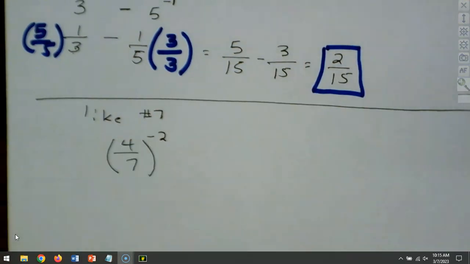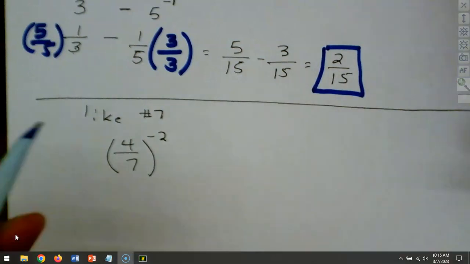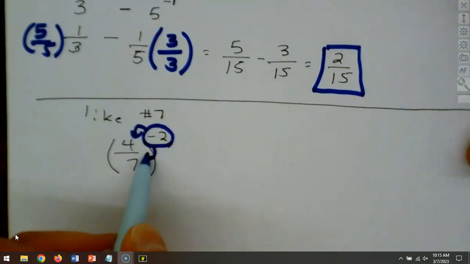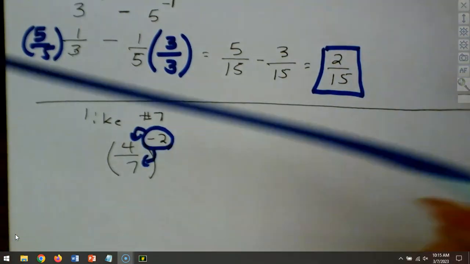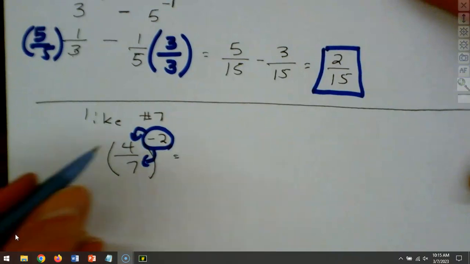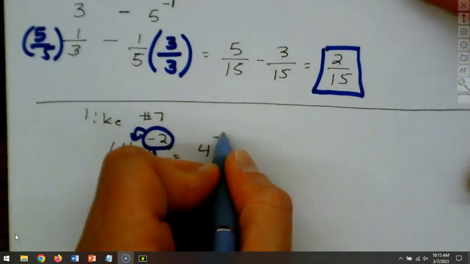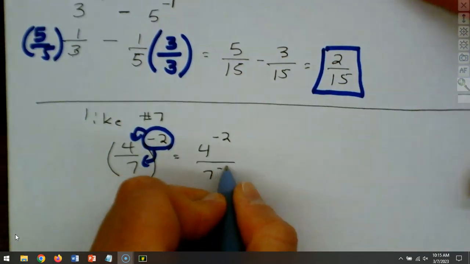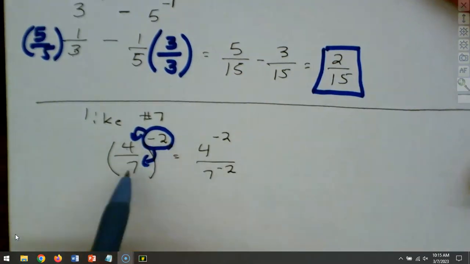How would we handle this? Well, the first thing I would do is distribute that negative 2 through. So then we have 4 to the negative 2nd over 7 to the negative 2nd, right? It gets distributed through.